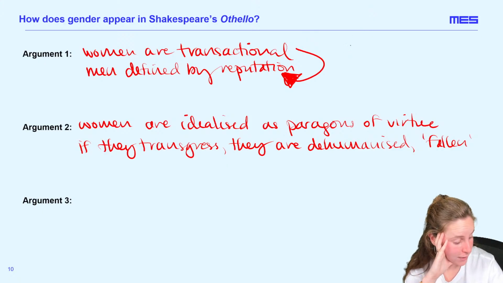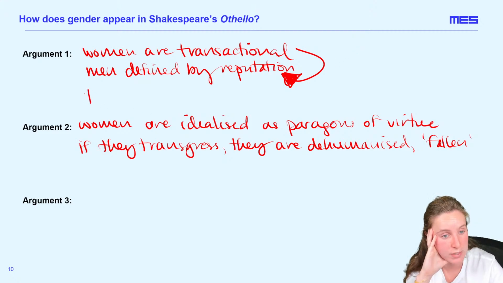We could think of men as defined by their reputation. We could think of them when their power and control is threatened.